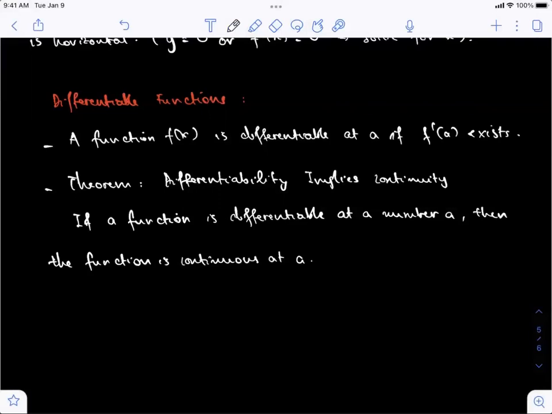However, the reverse direction is not always true, right? That is, if the function is continuous at a, there's no guarantee that the function is also differentiable at that point. All right. And we will see in the following cases, sometimes the function is continuous, but the function is not differentiable.